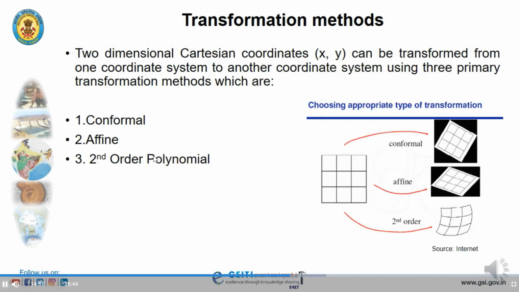There are different transformation methods. What are these transformation methods? Two-dimensional Cartesian coordinates, that is xy, can be transformed from one coordinate system to another coordinate system using three primary transformation methods, which are conformal, affine, and second-order polynomial transformation methods.